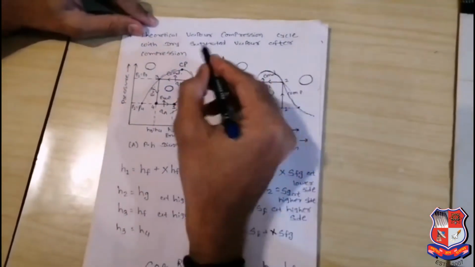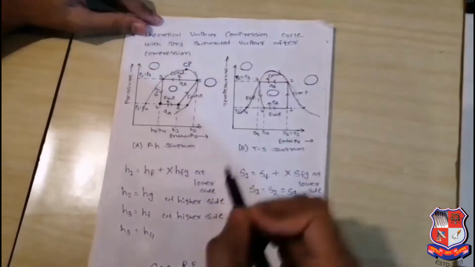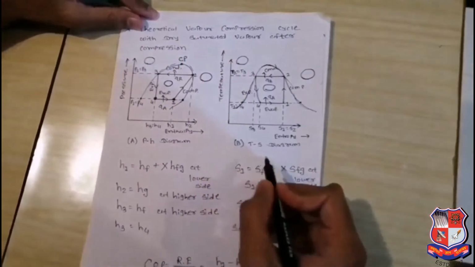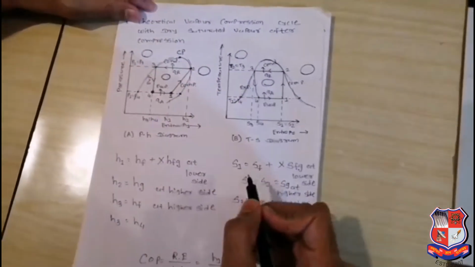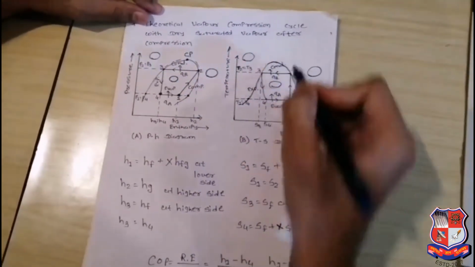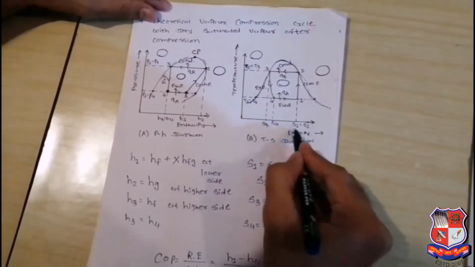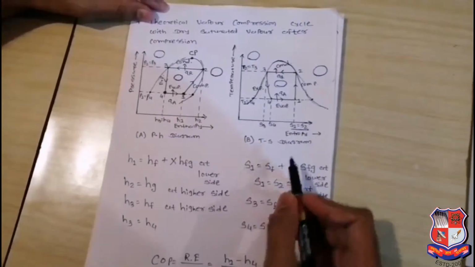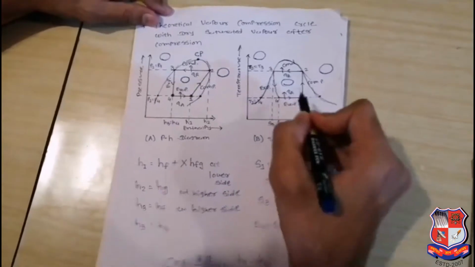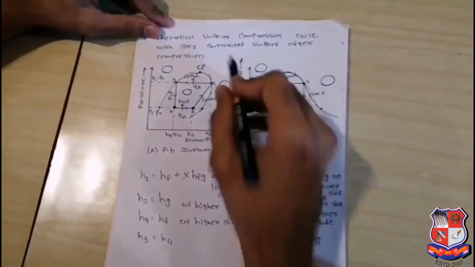Similarly, we consider 1 to 2 as the compression process. During the compression process, entropy remains constant. Why does entropy remain constant? Because during this process we are not supplying or rejecting heat. So you can see S1 is equal to S2, and during this process temperature is increasing, so the wet refrigerant increases its temperature and becomes a saturated vapor.